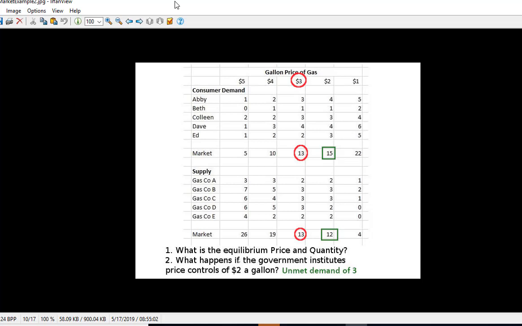If the government institutes a price control of $2 a gallon, you'll see that demand at $2 would have been 15 and supply would only be 12. That means there are 3 people unhappy. They can't get the gas that they wanted at that market price because of course it's not a market clearing price, it's a government imposed price.